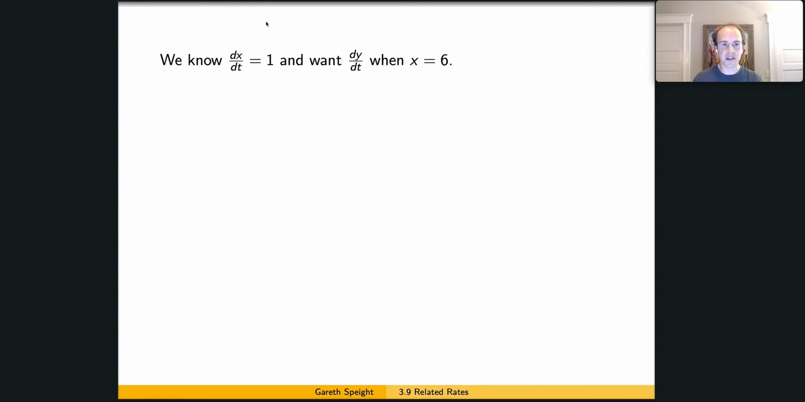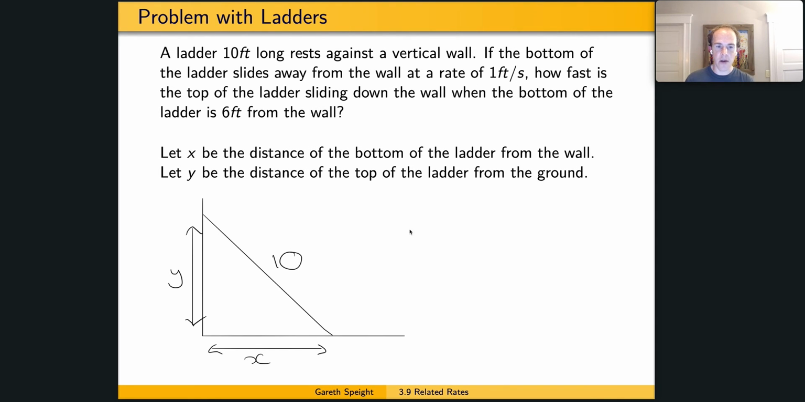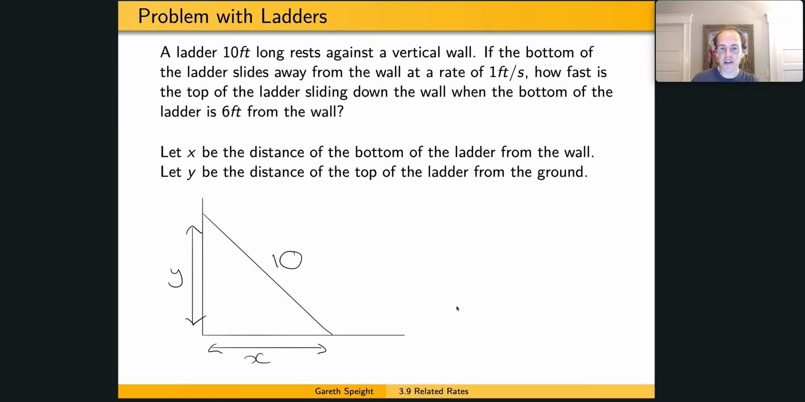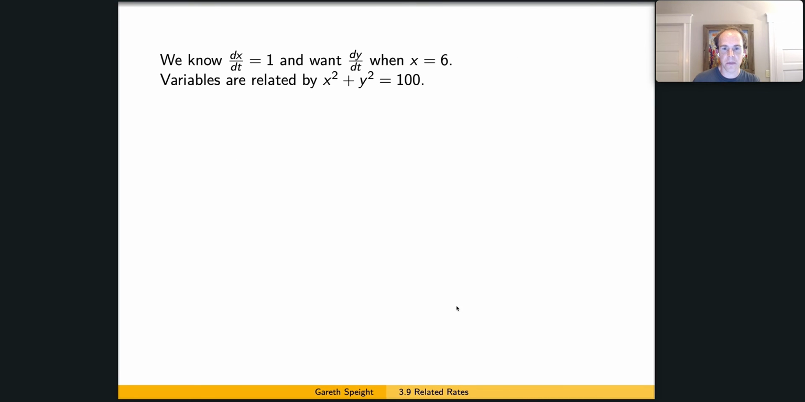Okay, so here is what I just said. We know dx/dt equals 1, and we want to find dy/dt when x equals 6. So this is the rate we know and the rate we want to find. And then we also need an equation connecting the different variables. So we see from this picture, it's a right angle triangle. Here's the right angle on the bottom left. So Pythagoras: x squared plus y squared equals 10 squared. So our equation connecting the variables is x squared plus y squared equals 100. Okay, now we have everything we need.